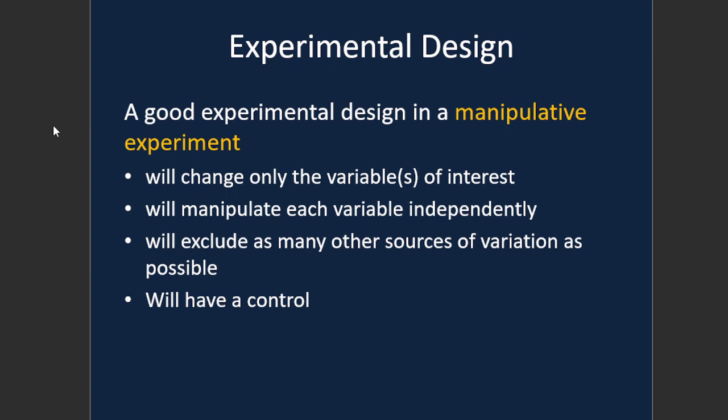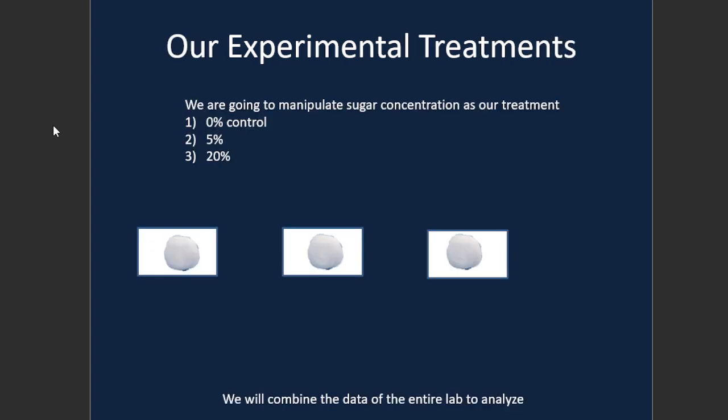So, experimental design. A good experimental design in a manipulative experiment will include changes that only affect the variables of interest. You'll manipulate each variable independently. You'll exclude any other sources of variation as possible, and you'll have a control. So for our specific experiment, we're going to manipulate sugar concentrations as our treatment.